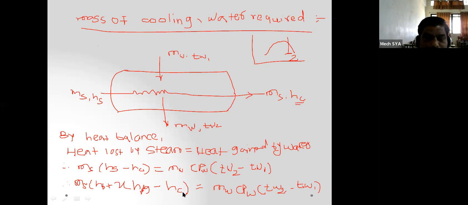Hc means enthalpy of condensate, mw is the mass of cooling water, and CPW is used because water will not change its phase. It will remain in one phase and absorb sensible heat, while the steam will give the latent heat. One is changing phase, vapor to liquid, but the water stays in one phase, and it is sensible.